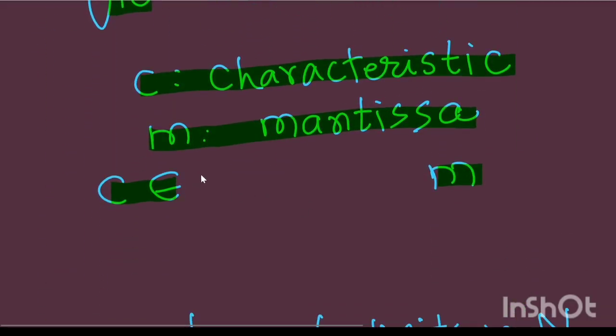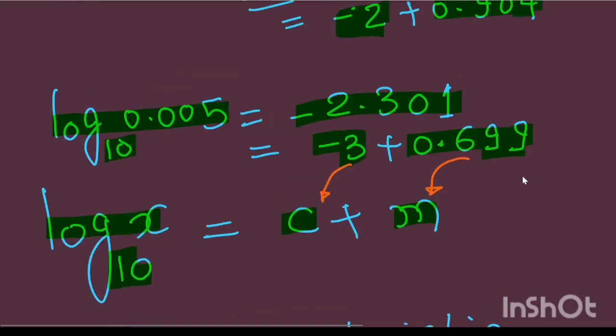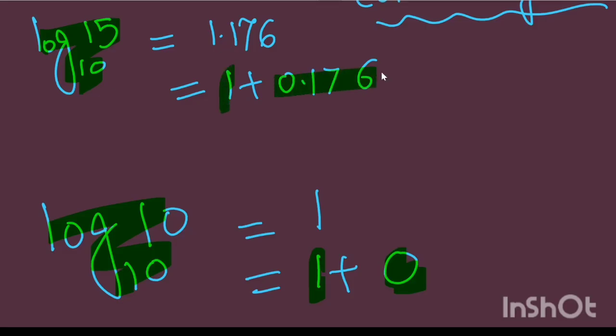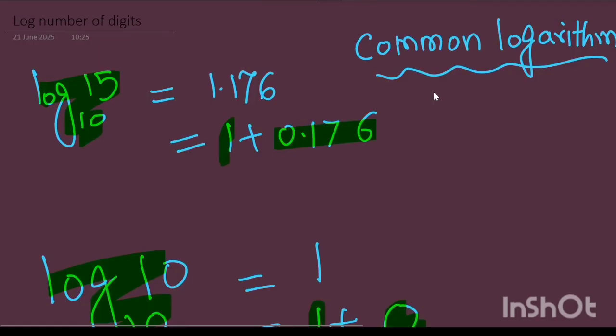It is taking any real value, and mantissa specifically is taking 0 to 1. Mantissa can be 0 if it is like this. As you can see, log 10 base 10 has mantissa 0, characteristic is 1 here. Log 15 base 10, characteristic is 1, mantissa is 0.176. And we are discussing the common logarithm, which is log whose base is 10.